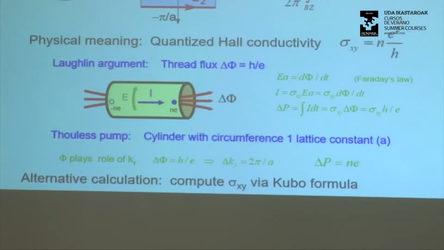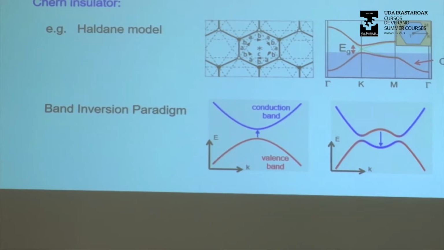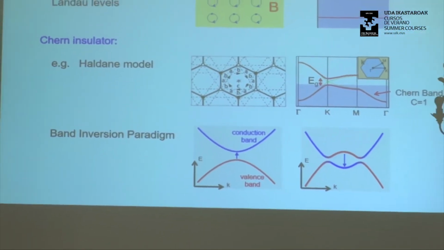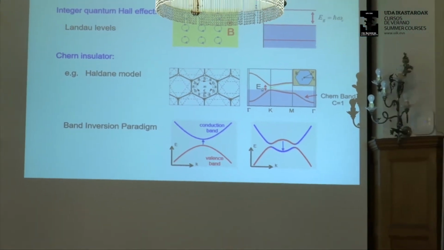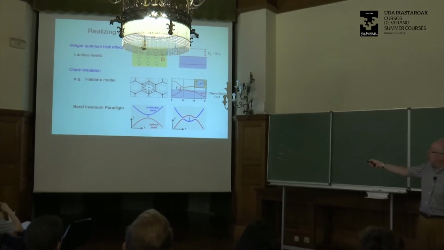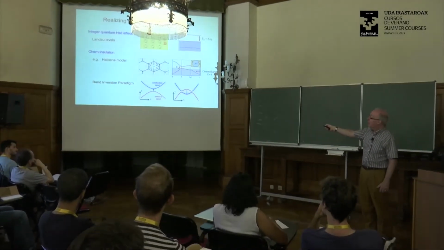So how can you get a non-trivial Chern number? Of course, one way to do it is the quantum Hall effect, where you have a two-dimensional electron gas and a magnetic field, and that gives you Landau levels, and so that gives you this excitation gap. And so then the Chern number is just going to be equal to the number of filled Landau levels.